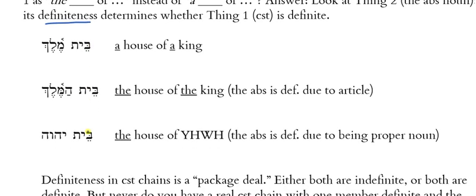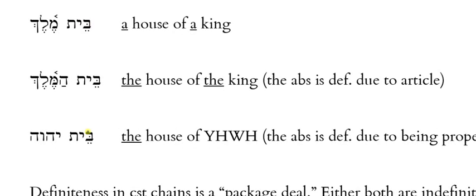We have here Beit Melech as our first example. This is thing 1. This is thing 2. I cannot attach the article to thing 1. The construct noun never takes the article. So how do I know if it's the house or a house? I look at thing 2 and notice that there is no article here. That means that both of these are indefinite. A house of a king.